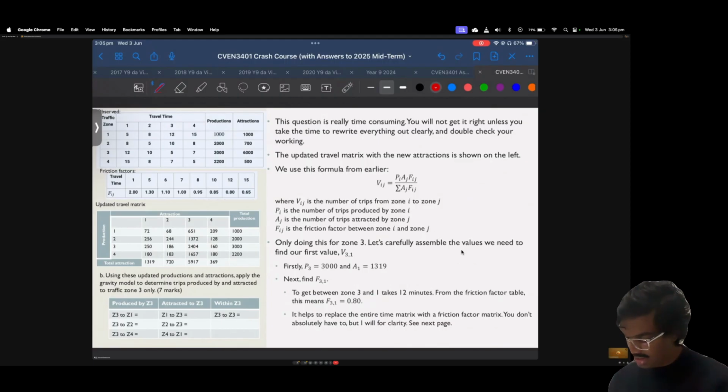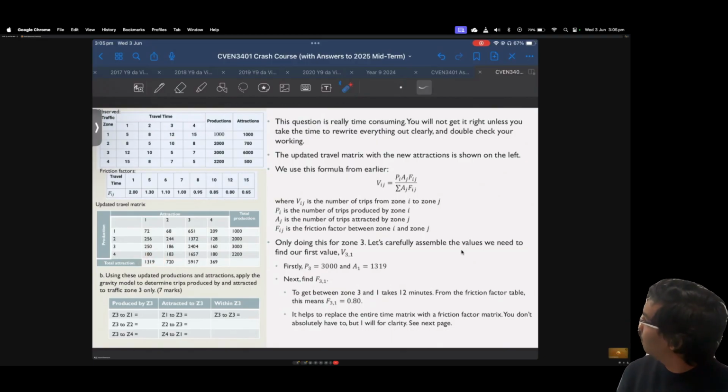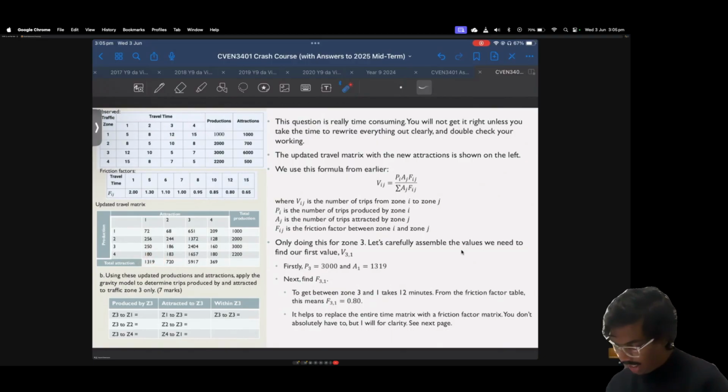Yeah, so let's assemble our values. First of all, P3 equals 3,000, okay? So we know that zone 3 is producing 3,000 trips, and we also know that zone 1 is attracting 1,319 trips. All right, so that is the numerator, although of course we also need the friction factor. So what is the friction factor for F31?